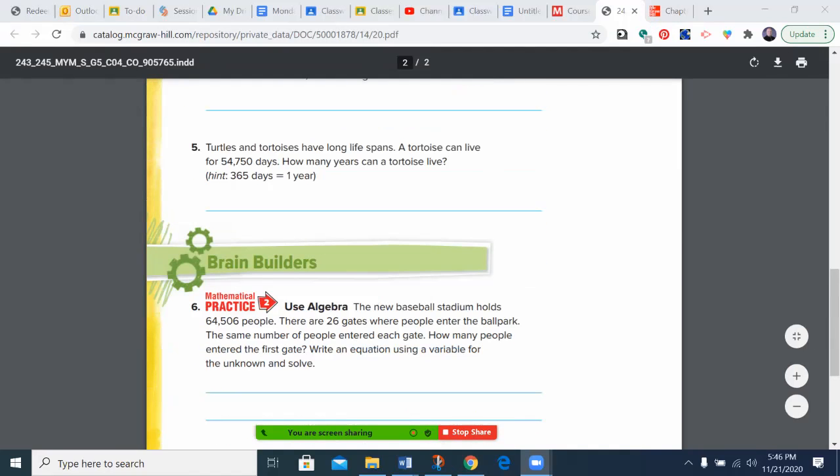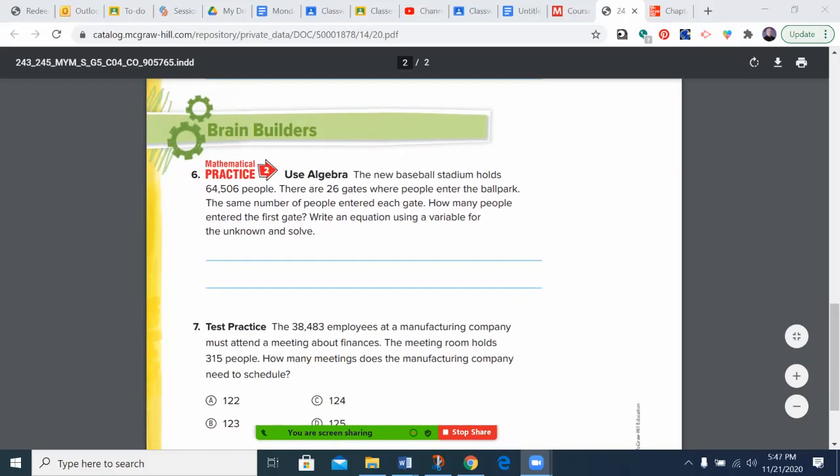Turtles and tortoises have long lifespans. Tortoise can live for 54,750 days. How many years can a tortoise live? So they tell you to divide by 365. We're going to ignore the idea of a leap year. Over here, they tell you use algebra, but are we really?